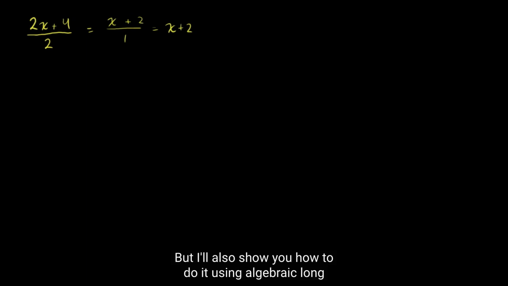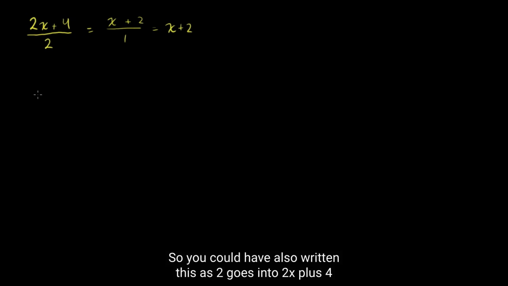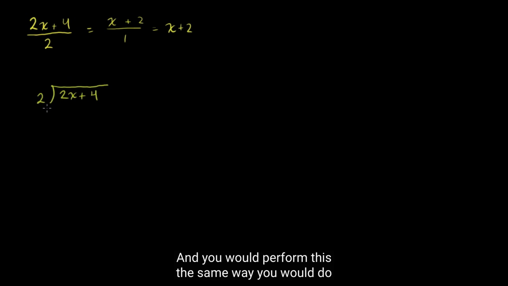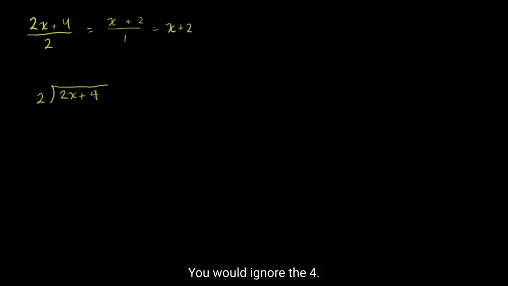But I'll also show you how to do it using algebraic long division, which is a bit of overkill for this problem. But I just want to show you that it's not fundamentally anything new. It's just a different way of doing things. But it's useful for more complicated problems. So you could have also written this as 2 goes into 2x plus 4 how many times? And you would perform this the same way you would do traditional long division. You'd always start with the highest degree term. 2 goes into the highest degree term. You would ignore the 4.